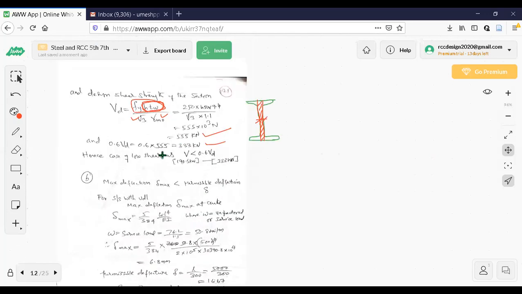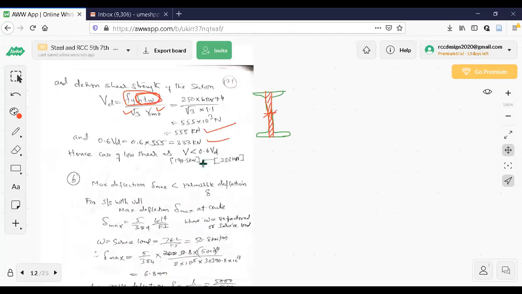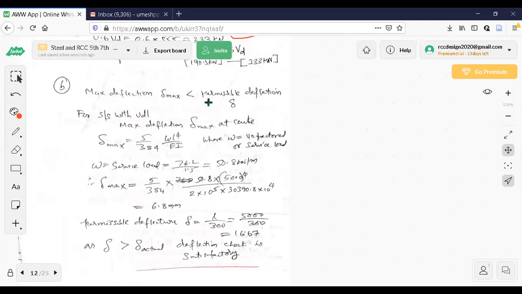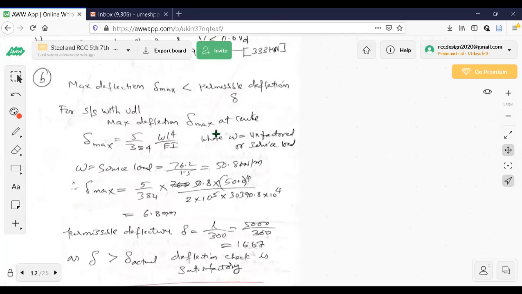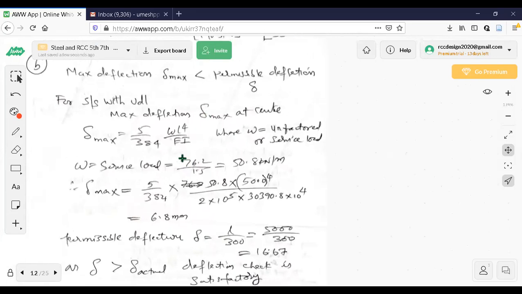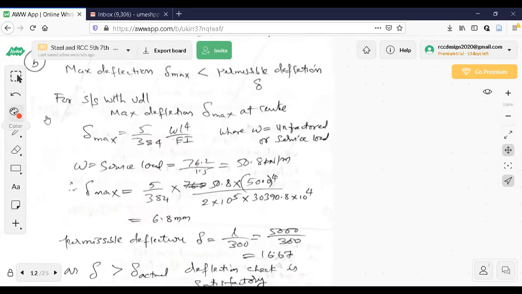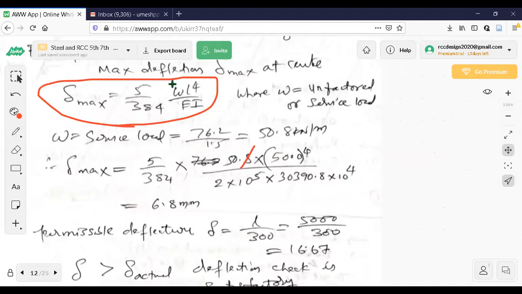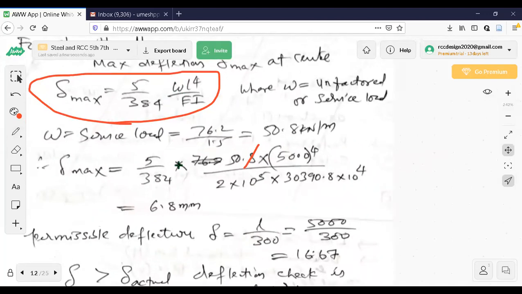Okay, 60% of VD should be more than the factored shear force. Maximum deflection, delta max, should be less than permissible. It means the actual deflection taking place should be less than the permissible deflection. Maximum deflection for a simply supported beam subjected to UDL is 5 by 384 WL4 by EI. Now one thing you should understand: this W should not be the factored load. It should be the service load.